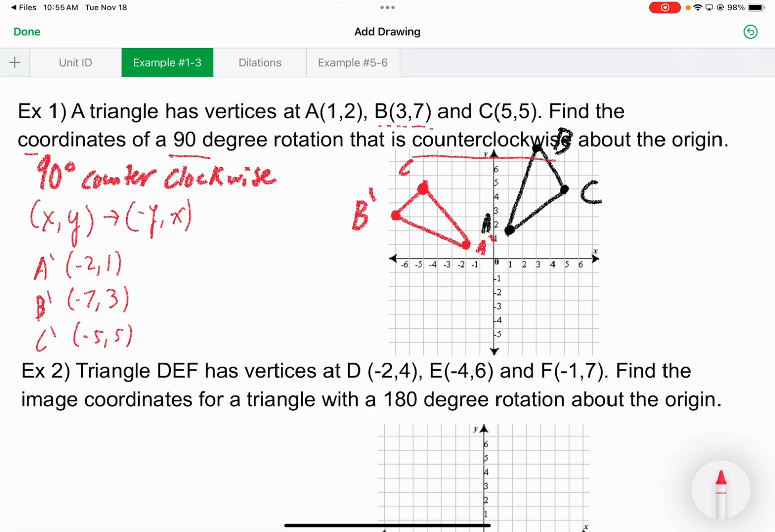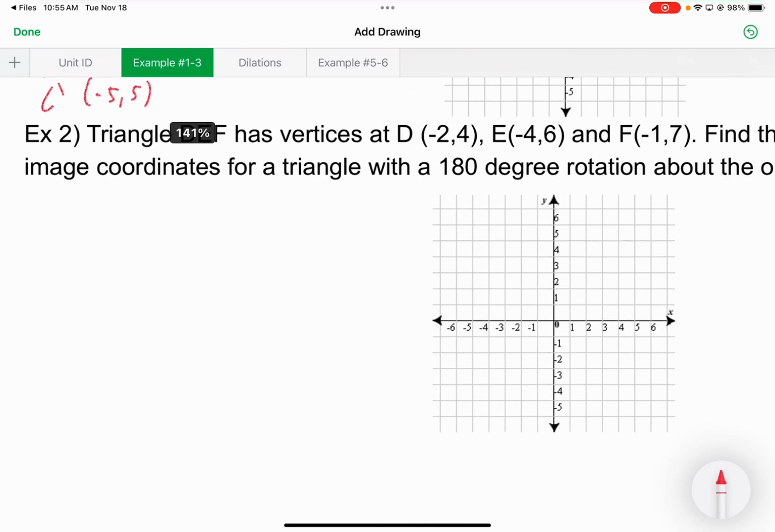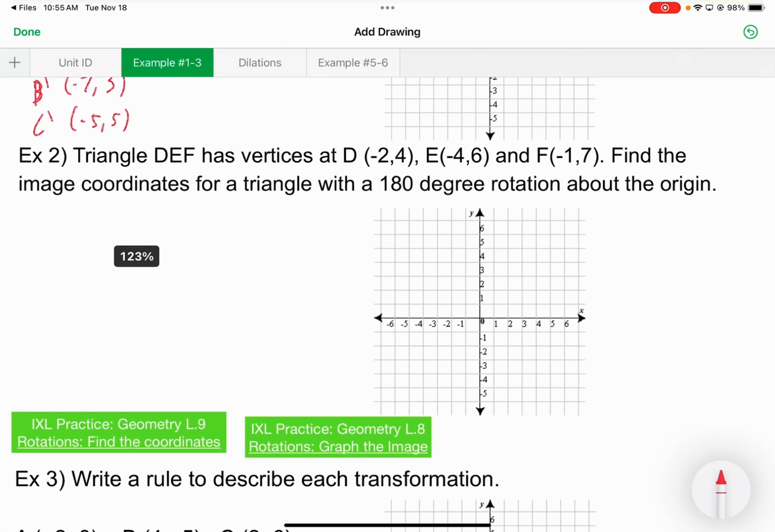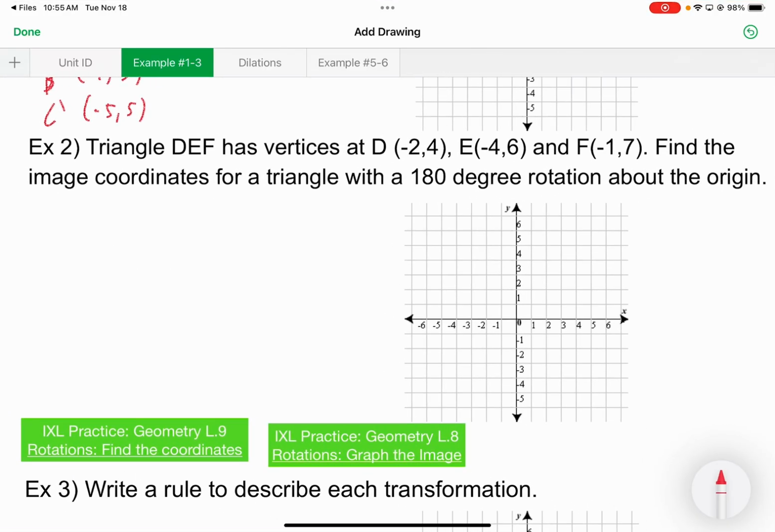Okay. All right, let's do example 2. We've got a new set of vertices. Now we're rotating it 180 degrees about the origin. It doesn't say counterclockwise or clockwise, but does it matter? Not for 180, because it's going the same direction, right? Okay, so for x, y, I use the rule for 180 degrees. What is that rule? x, y goes to what?